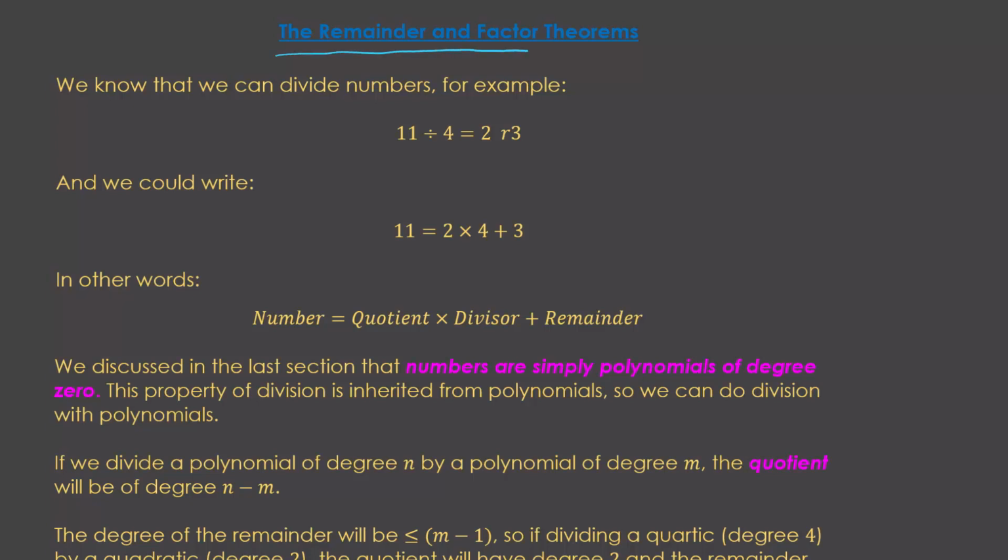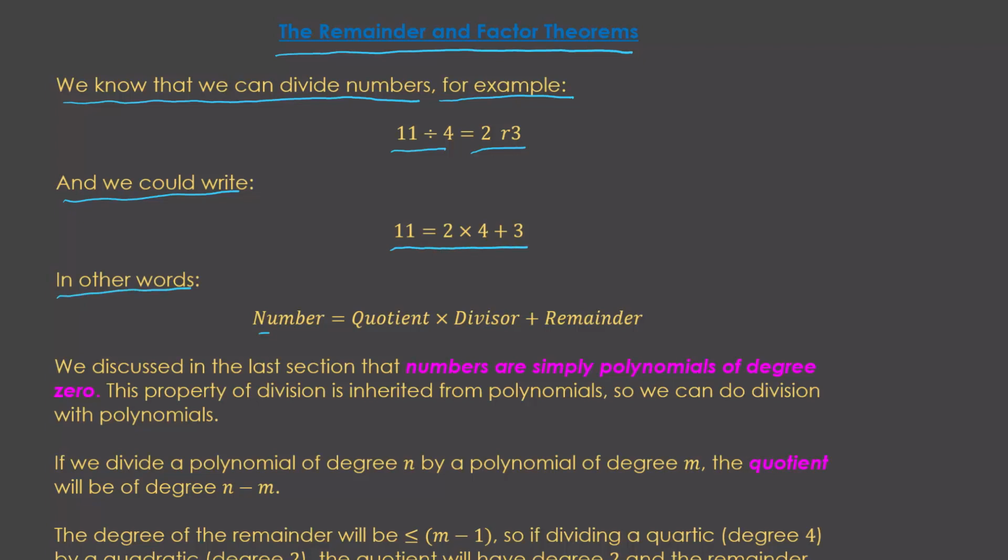The remainder and factor theorems. We know that we can divide numbers. For example, 11 divided by 4 is 2 remainder 3. 4 goes into 11 2 whole times and leaves a remainder of 3. So you can write 11 is equal to 2 times 4, add 3.